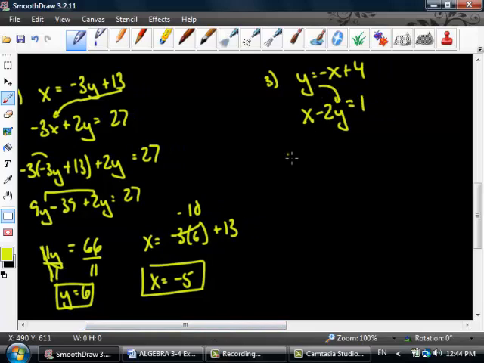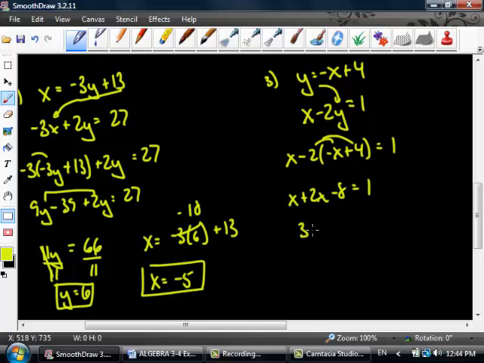Take y, pump it into here, I get x minus 2 times negative x plus 4 equals 1. Pump that in, x plus 2x minus 8 equals 1. 3x minus 8 equals 1. 3x equals 9. x equals 3. Raise your hands if x equaled 3 on your paper. Does x equal 3? Excellent.